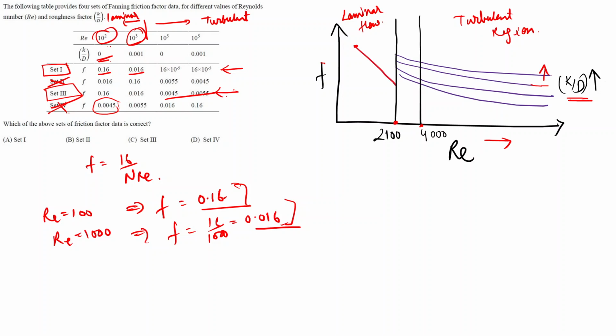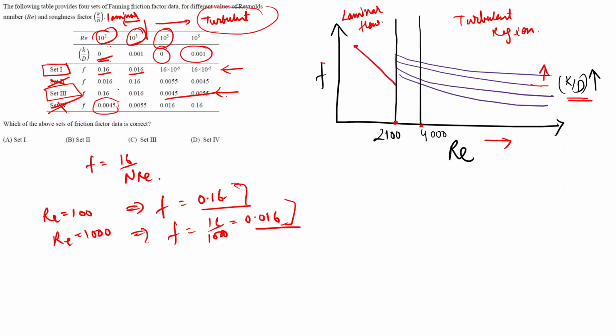So now we will be using the other information based on this turbulent flow criteria. That is, as K by D, or the roughness factor, increases, the friction factor should also increase. So for this 10 raised to 5 Reynolds number, we have been given the roughness factor as 0. That is, the pipe is very smooth. And as we increase the roughness factor to 0.001, ideally the friction factor should also increase. So if the friction factor increases, that implies that the corresponding set will be the correct answer.